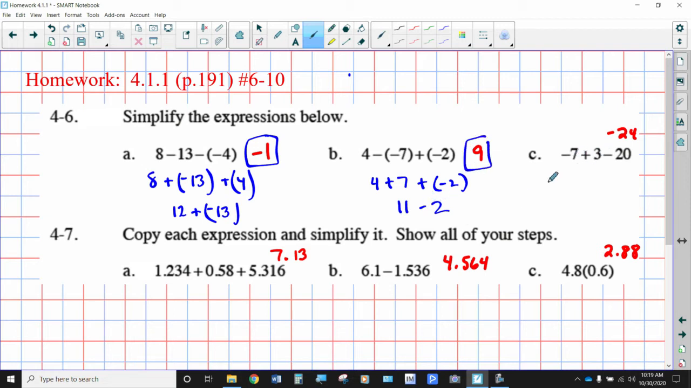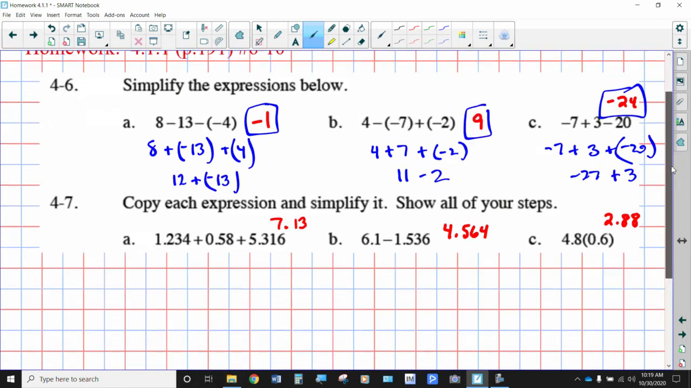And then in this case, negative 7 plus 3 plus a negative 20. We could go from left to right, or I could add these guys together first and say negative 27 plus 3 ends up giving me negative 24 for an answer.